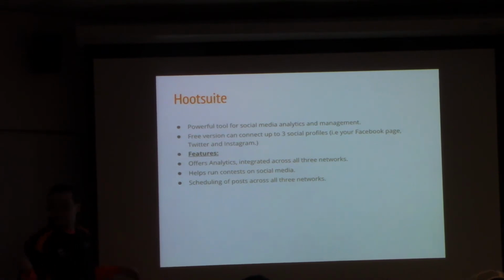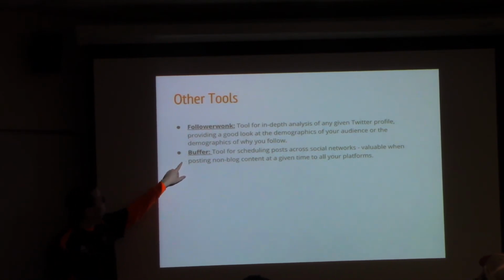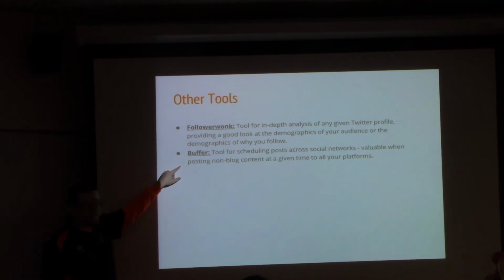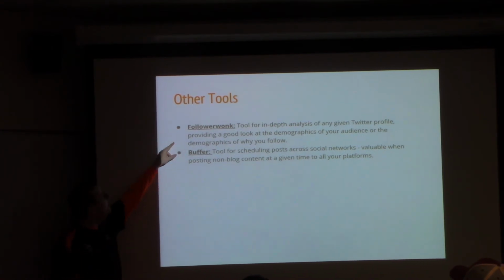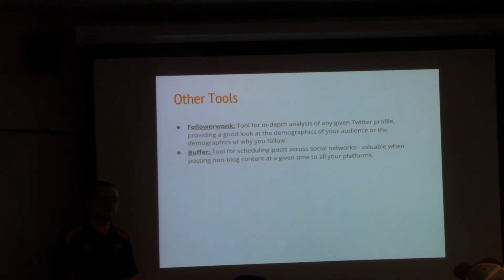If you're just looking, next slide. If you're just looking for post scheduling, Buffer is a good one to take a look at, because that's all it is, post scheduling. It'll schedule your posts for you across multiple networks. And Followerwonk is, if you're looking for an in-depth drill down on what your page or any other page's followers look like in terms of demographics for Twitter, Followerwonk is the first place I would look, because they provide a free breakdown of pretty much just about anything you might want to know about what your Twitter audience looks like.